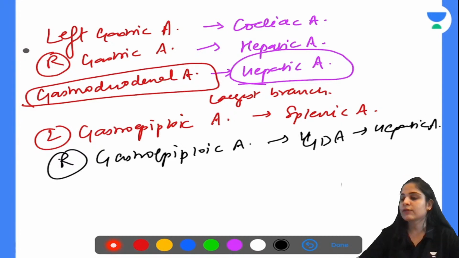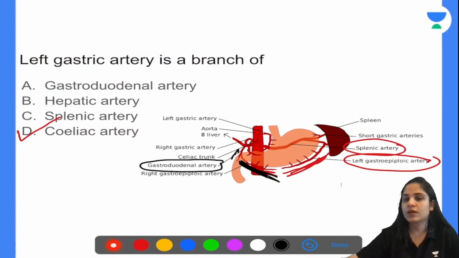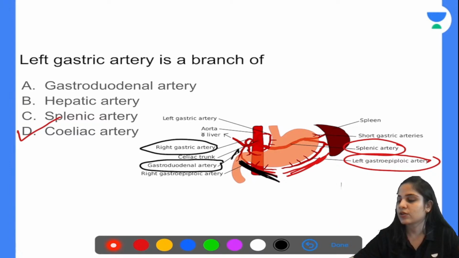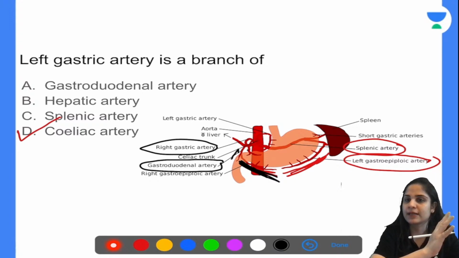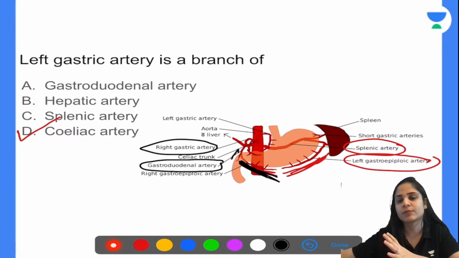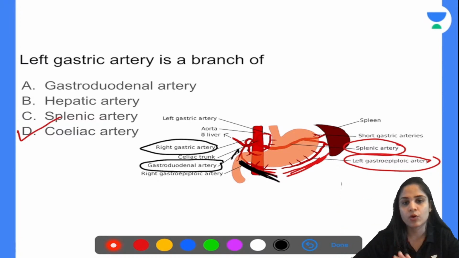If you see, most of the arteries that are coming from the right side, your right gastric artery, then your right gastroepiploic artery, all of them arise from the hepatic artery. And those coming from the left side, like your left gastroepiploic artery, are coming from the splenic artery. So that's how you remember all of them.